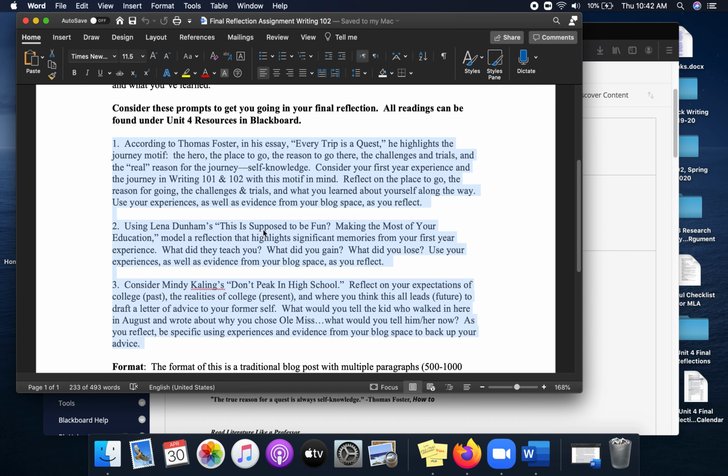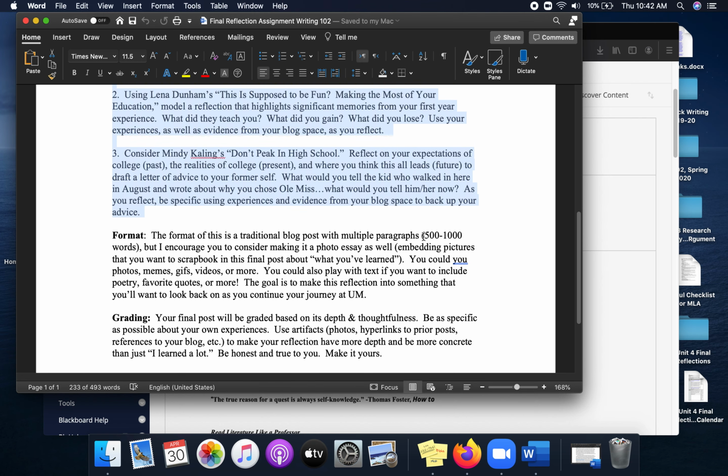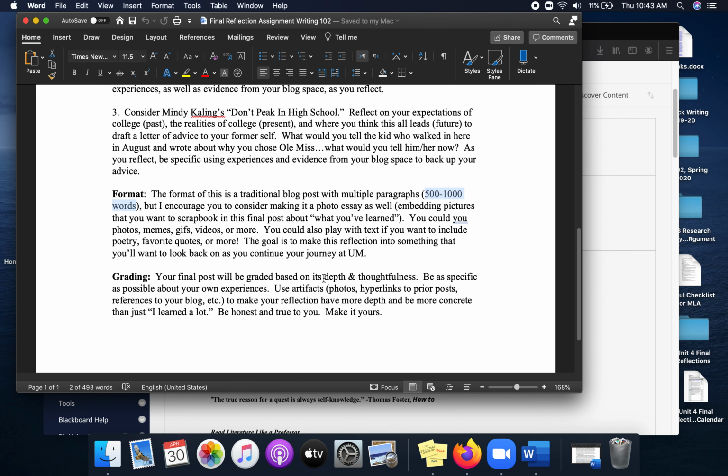Don't forget, all of these readings are on Blackboard if you want to reference those. They're in Unit 4 under Unit 4 Resources. Don't forget too that this can be a traditional blog post, but it can take other forms as well. It could be a photo essay, a letter to self, a listicle. There's all kinds of things you could do. The writing needs to be around 500 to 1,000 words, but what you do with it from there is up to you. And then grading, again, is mostly on depth and thoughtfulness, and being specific about your experiences.